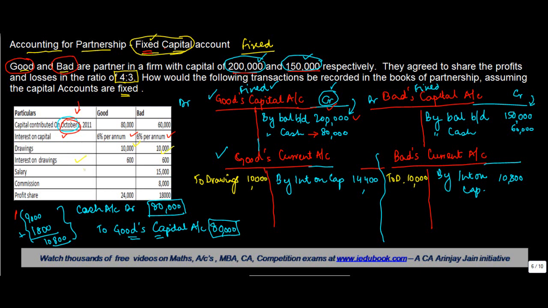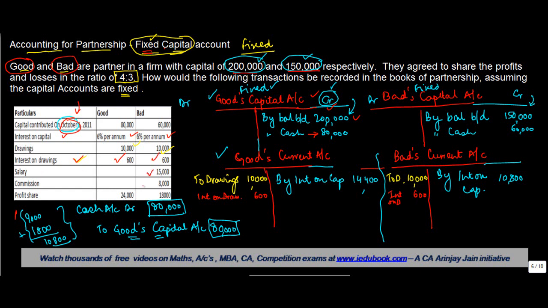Then there's interest on drawings. Now interest on drawings again is going to do what? It is paid by the partner to the firm. So therefore it reduces your capital. So that is also a debit entry. Interest on drawings 600. Interest on drawings 600. I know this is a smaller page kind of, but we'll take care of this in the next video.